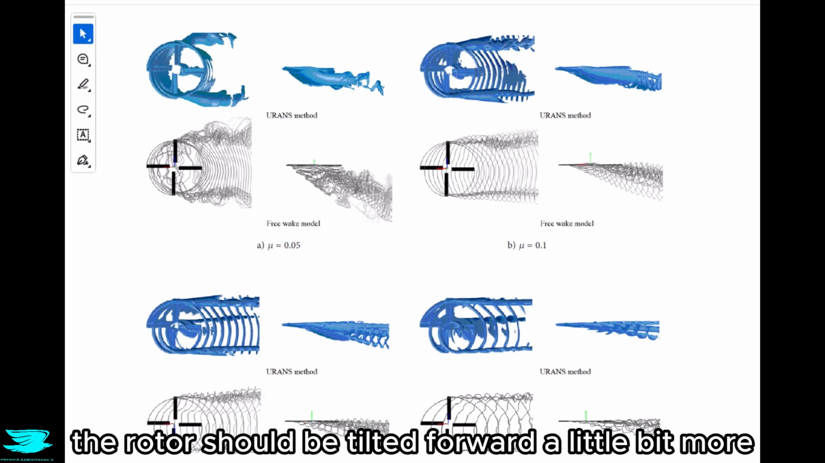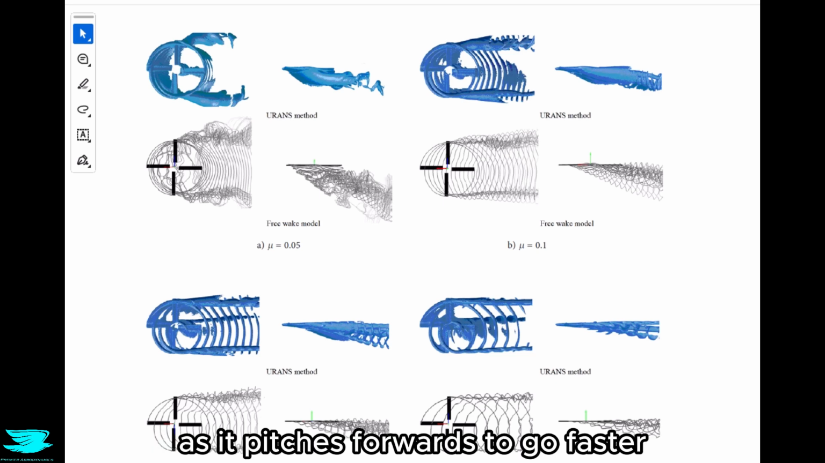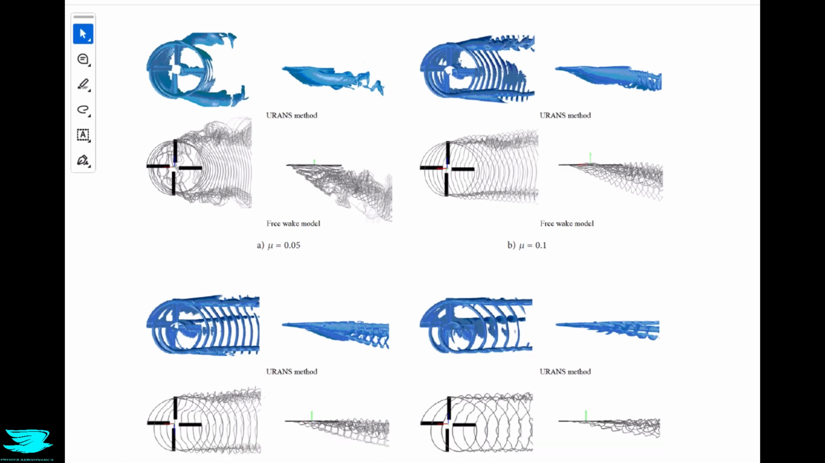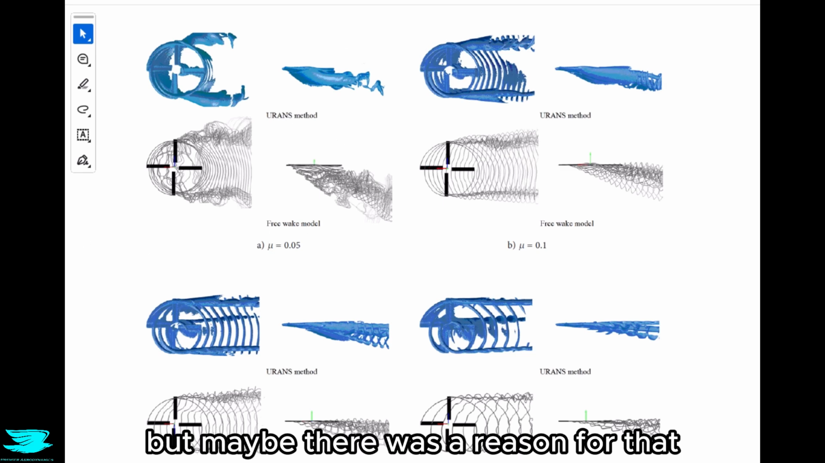One thing I'm not too sure about is the tilt of the rotor though, because at higher advance ratios, the rotor should be tilted forward a little bit more. And we've all seen this in helicopters as it pitches forwards to go faster. It's now going at an angle instead of being horizontal. I can't see this pitching happening here, but maybe there was a reason for that.